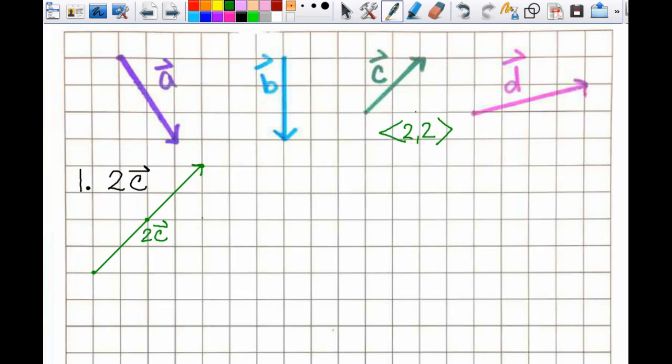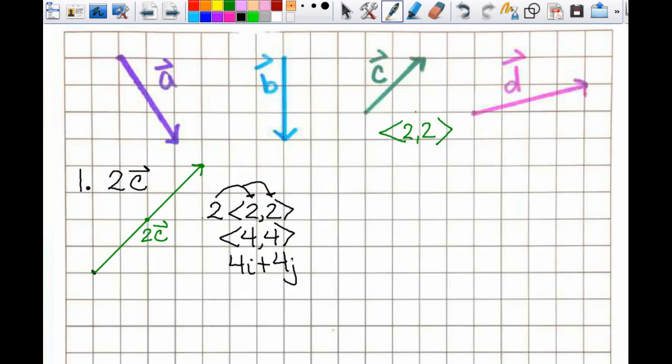If we look at this from a scalar multiplication aspect, C is 2, 2. So this is 2 times 2, 2. Couldn't I just distribute those? So what I get is 4, 4. And look, if I start here, I go to the right 4 and up 4. Bam, there you go. What would that look like in IJ form? It's 4I plus 4J. We all good with that?